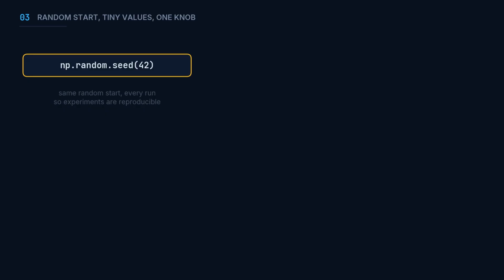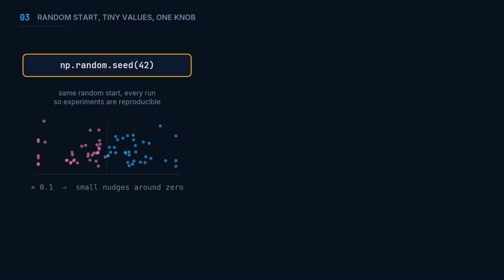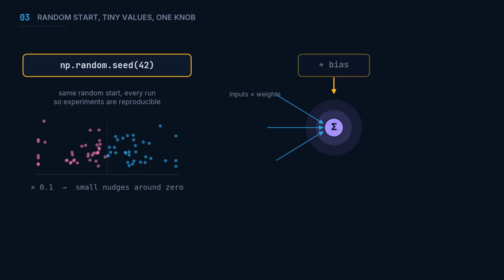2 small details about that randomness. First, we set a random seed, 42, so every run starts from the same random numbers. That makes experiments reproducible. Second, we multiply the random values by 0.1, keeping them small, gentle nudges rather than wild swings. Each neuron also gets a bias, an extra adjustable number, starting at 0.